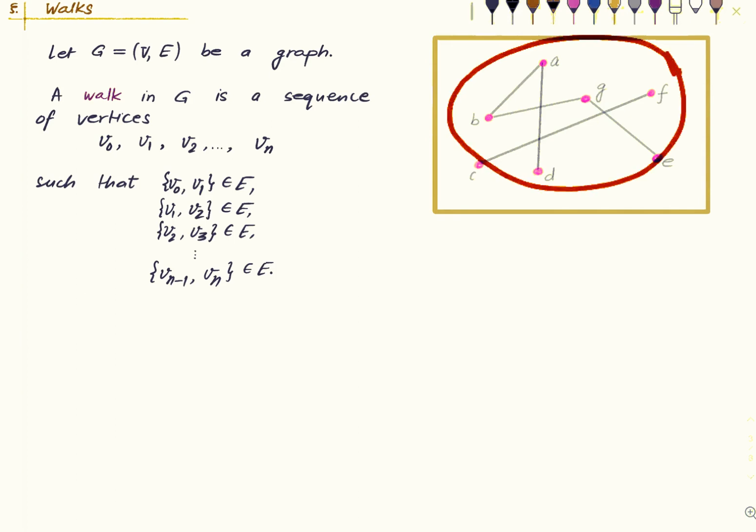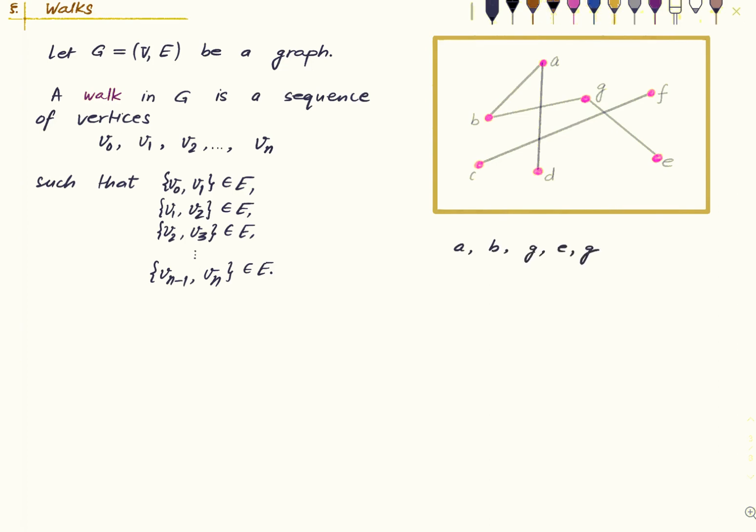Here we have a graph. So let me illustrate. So this sequence A, B, G, E, and again G. So vertices can repeat. Here we are not demanding that these are distinct vertices. They may repeat. So this is a walk. Why is this a walk? Because from A you can go to B in one step, then G, then E, and then again back to G. So this is a walk. Another walk is A, D, A, B. This is also a walk, because from A you can go to D, then again back to A and B.